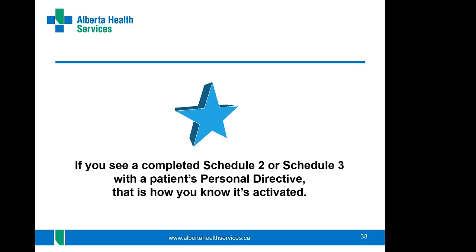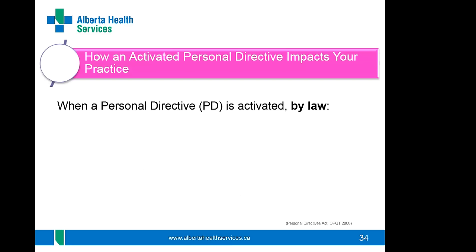So what we need to look at is, is there a completed Schedule 2 or 3 to determine if that person's personal directive is activated. And we are only looking for that Schedule 2 or 3. It cannot be activated on a piece of paper from a physician or a letter from a physician. It has to be on those specific Schedule 2s or 3s.